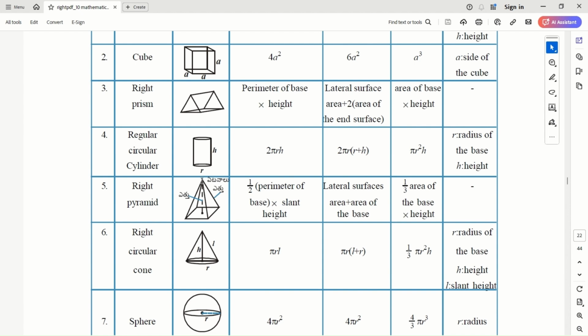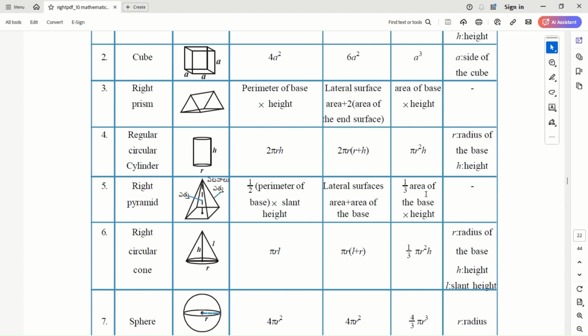How do you calculate the slant height? You just apply the Pythagoras theorem, because it will form a right angle triangle with the height and half of the breadth or length here. So with that you can get the slant height. For a right pyramid, the lateral or curved surface area is half of the perimeter of the base into slant height. And lateral surface area plus area of the base is the total surface area.